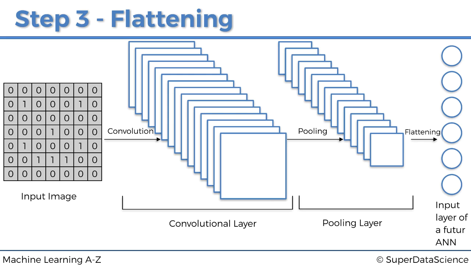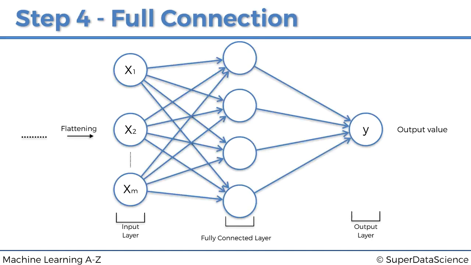So to summarize, we have all our feature maps in the pooling layer, we apply the flattening step, and we get this huge single vector that contains all the different cells of all the different feature maps. This single vector is going to be the input layer of a future ANN, the ANN that we know from the previous section, a classic ANN with fully connected layers.